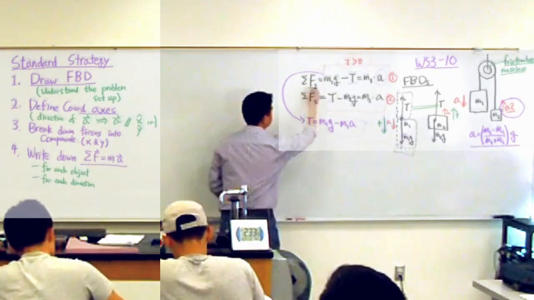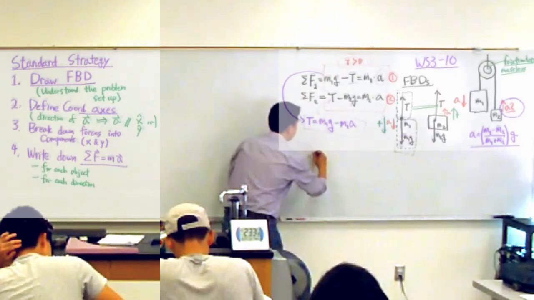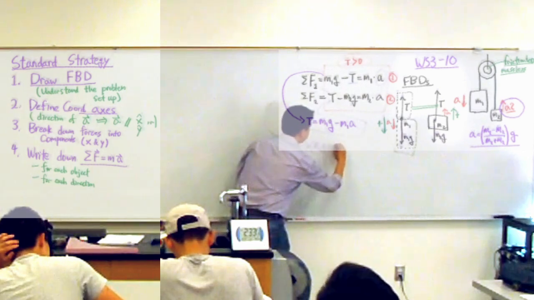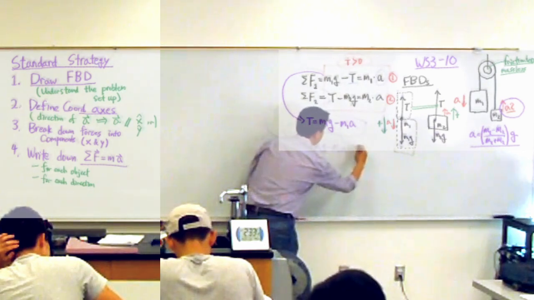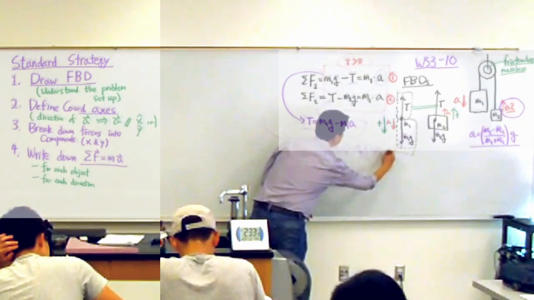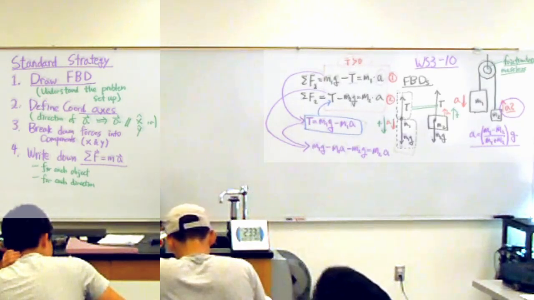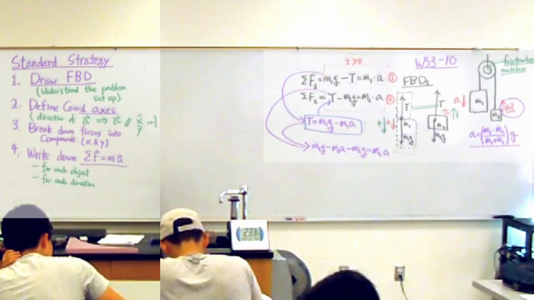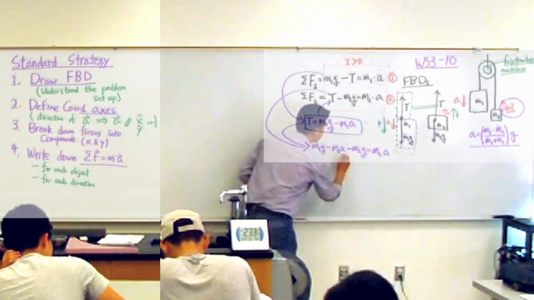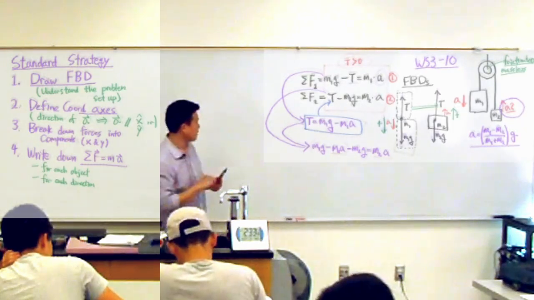So combining this and this equation, plugging this into T, I get M1G minus M1A minus M2G is equal to M2A. So now finally I have one equation in terms of one unknown. So I'm going to collect like terms and solve for A. So let me collect the like terms.